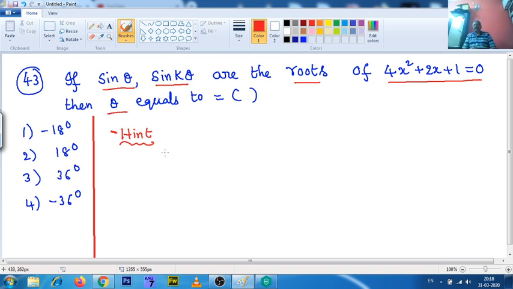So, that means first of all let us find out the roots of this quadratic equation. So, that means let us compare this 4x square plus 2x plus 1 is equal to 0 with ax square plus bx plus c is equal to 0. We have a is equal to 4 and b is equal to 2 and c is equal to 1. Next, let us find out d, that is b square minus 4ac. So, we get b square means 4 minus 4 into 4. So, wait, now equation, let me check the equation here.